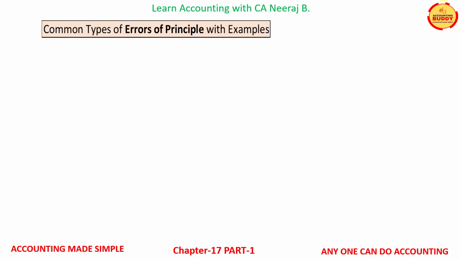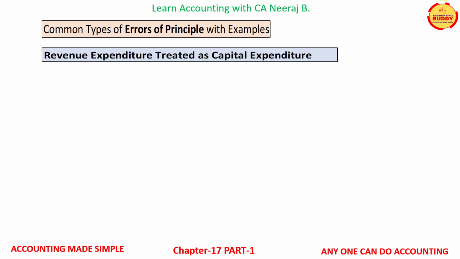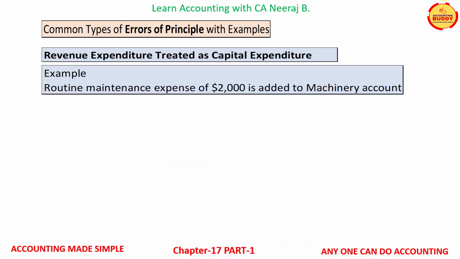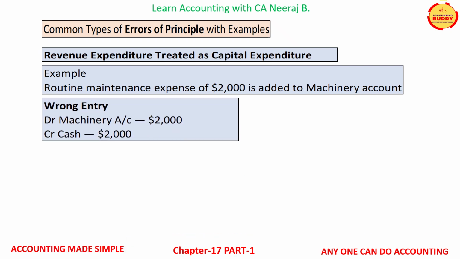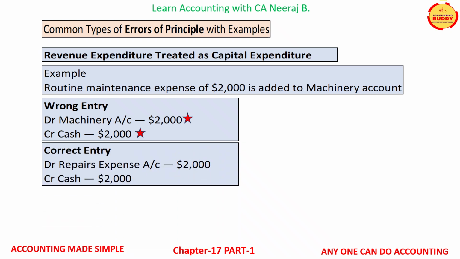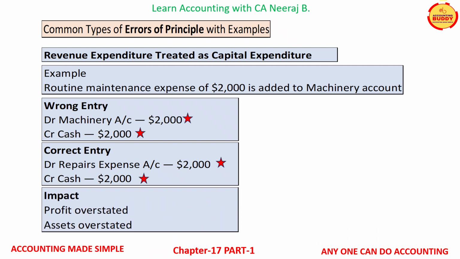Another common type of error of principle is when revenue expenditure is treated as capital expenditure. For example, when a routine maintenance expense of $2,000 is added to the machinery account, it is an error of principle. The wrong entry passed is debit machinery account for $2,000 and credit cash account by $2,000. Whereas the correct entry is debit repair expense account by $2,000 and credit cash account by $2,000. The impact of this error is the profits are overstated and the assets are also overstated.